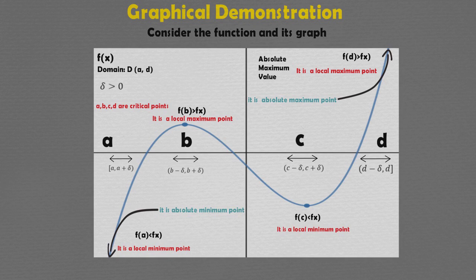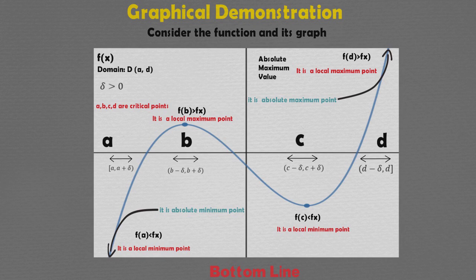So at point a, both local minimum and absolute minimum occur, and at point d, both local maximum and absolute maximum occur. So the bottom line is, every absolute maximum is also a local maximum, but not every local maximum is an absolute maximum, which is clear from the graph. Because at d, the absolute maximum is also a local maximum, but at b, the local maximum is not an absolute maximum, because we have only one absolute maximum, and that is at d.